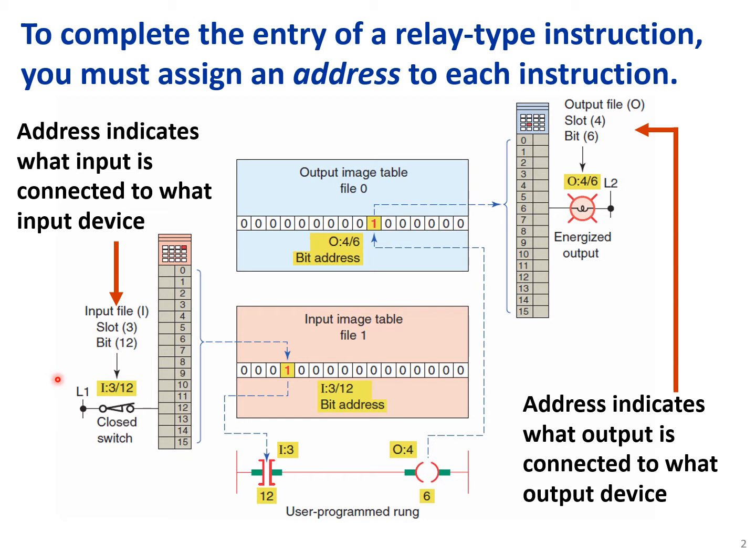To complete the entry of a relay type instruction, you must assign an address to each instruction. Address indicates what input is connected to what input device. So this is the input device, the limit switch, and it is connected to 312. Let's say this one is the third slot and 12th point, and the address in the memory is I312.